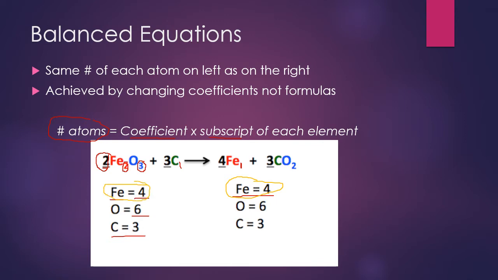Putting a 3 in front of the carbon dioxide gives us a total of 3 carbons. You can see that at the bottom here. For the oxygens, we take that coefficient of 3 and multiply it by the subscript on oxygen, which is 2. 3 times 2 gives us 6 oxygen atoms. The atom count is the same on both sides, making this a balanced equation. During the lecture portion of the videos, we will be working through and figuring out how to come up with those coefficients when they're not already present.